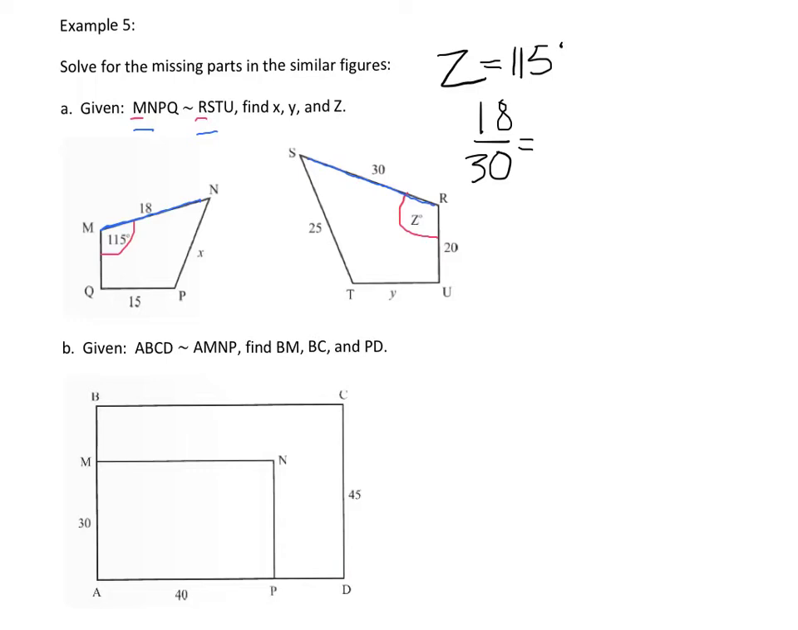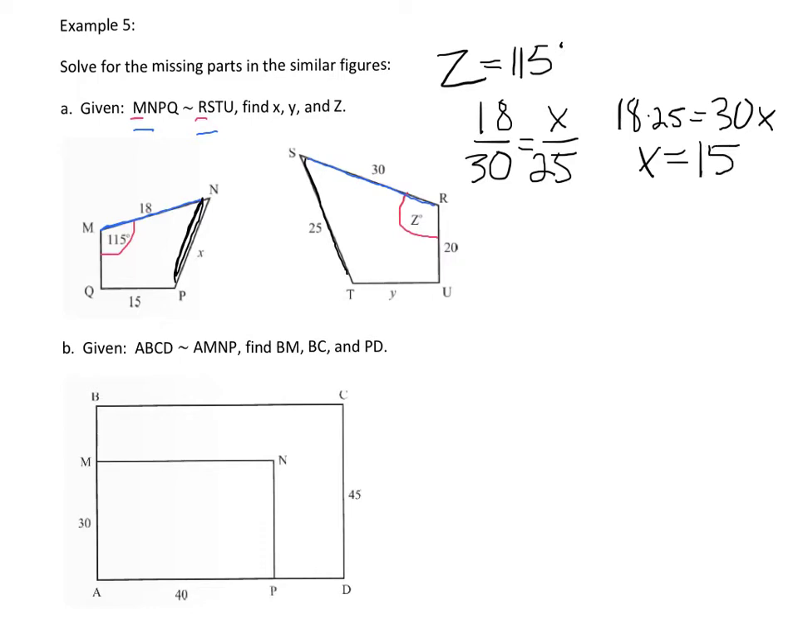So if I want to solve for X first, I'm going to look at this side, NP. I'm going to say X over, and NP should be proportional to ST, which is this piece right here, so X over 25. And once again, all I have to do is cross multiply, so 18 times 25 should equal 30x. I can solve, so x equals 15. And that's all it asks me to do for there, and then I need to solve for y as well.